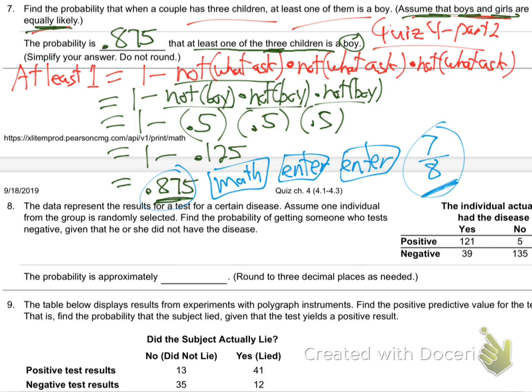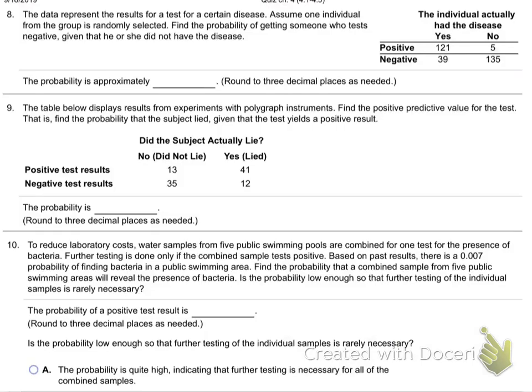You just hit the math button, which is on the left side of the calculator, up near the top, right below the blue and the green buttons. Math, enter anytime you want. It'll take a decimal and change it to a fraction. All right, let's go on to number 8.